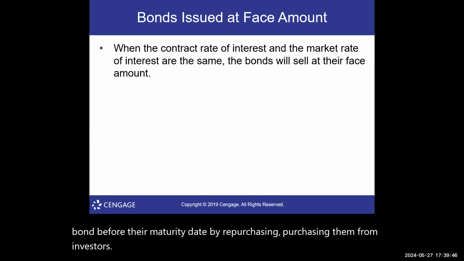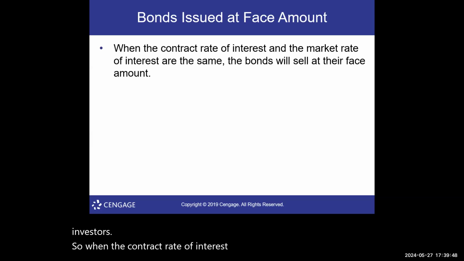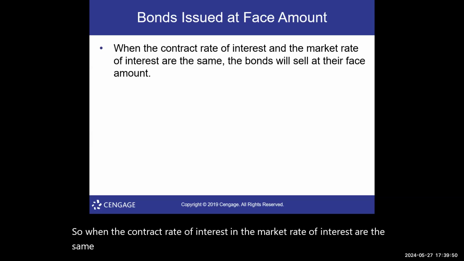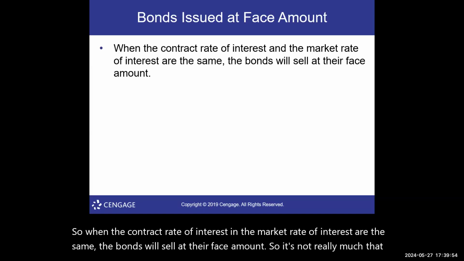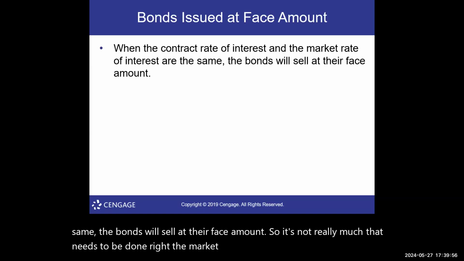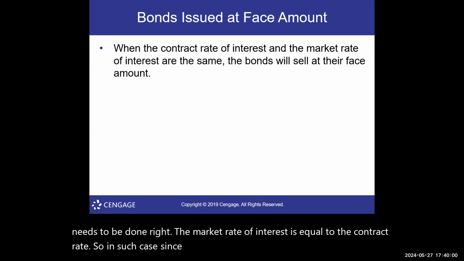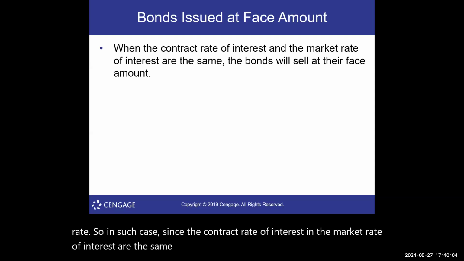So when the contract rate of interest and the market rate of interest are the same, the bonds will sell at their face amount. So not really much needs to be done, right? The market rate of interest is equal to the contract rate. So in such a case, since the contract rate of interest and the market rate of interest are the same, the bonds sell at their face amount.